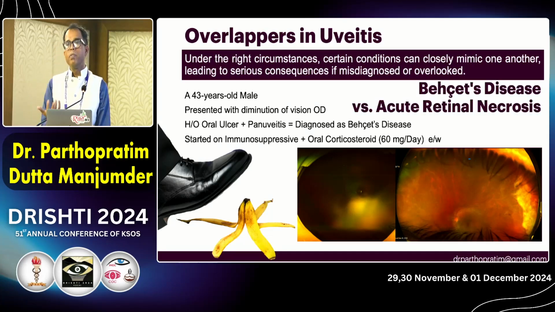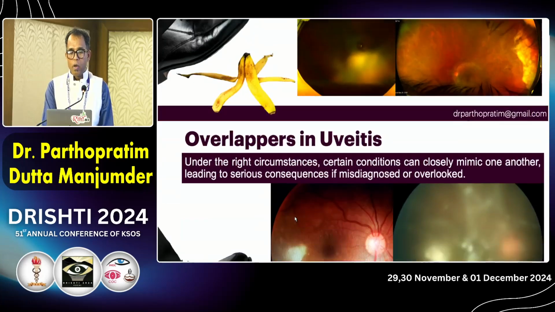So sometimes with this kind of severe vitritis, where you can't see the peripheral retinitis properly, and the patient gives you a history of, okay, I have oral ulcer, frequent oral ulcer, you tend to make this mistake. There is a very important article in Vigyan, you can go and read about it. So the second most common mistake we make is in Behçet's and acute retinal necrosis if we are not careful.